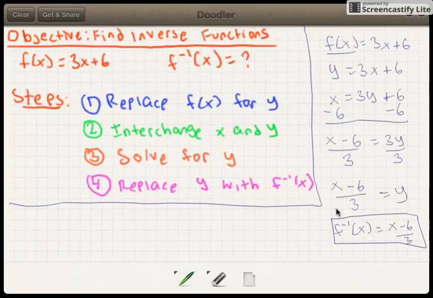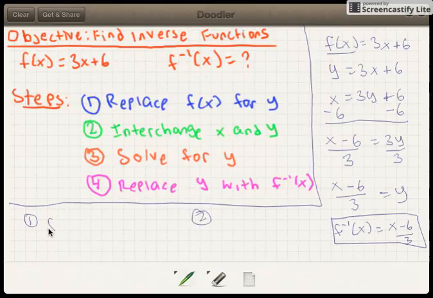So tomorrow we're going to spend class time practicing some more of these examples, and then we're going to talk about how we can check our work. How can we see, if we're given a function and its inverse, how can we confirm or verify that those functions are in fact inverses?